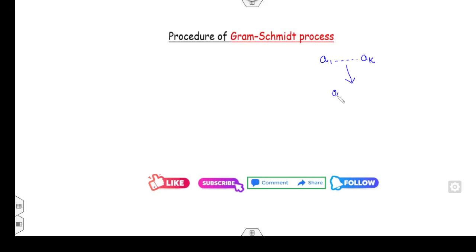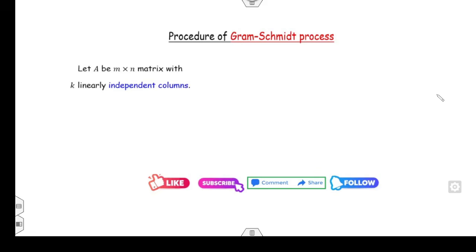Your target is to construct the orthogonal vectors. Once you can construct the orthogonal, then we can convert it into the orthonormal. How can you construct the orthogonal? We can use the concept of the projection. And how can we construct the orthonormal from the orthogonal? We can divide it by its norm. And that's the procedure of the Gram Schmidt process.